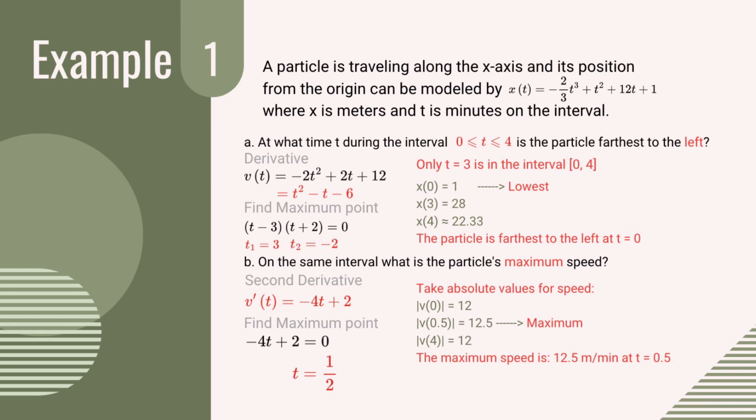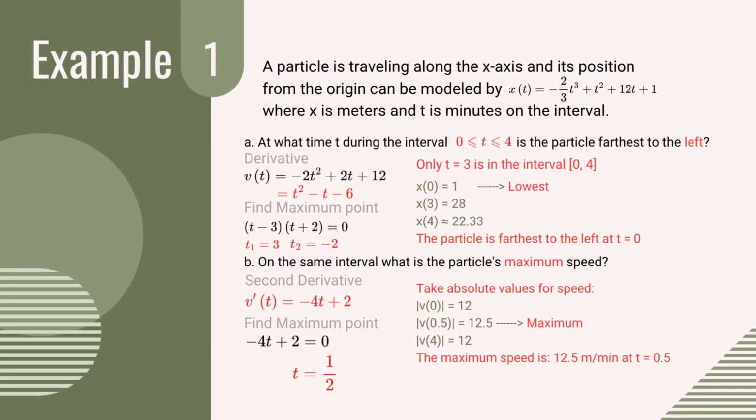First, the t values are between 0 and 4, which also includes 0 and 4. And second, the question asks for the furthest to the left, which means that we need to find the minimum value of this function. So to solve this question, we need the derivative of this function first. Then we need to find the critical points. What we got is 3 and negative 2.